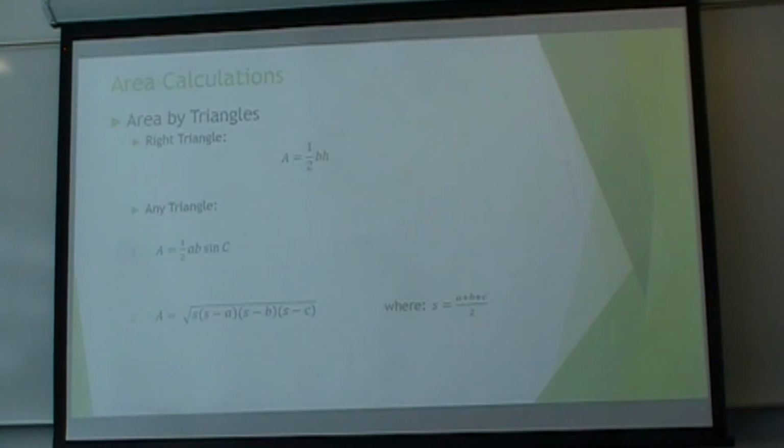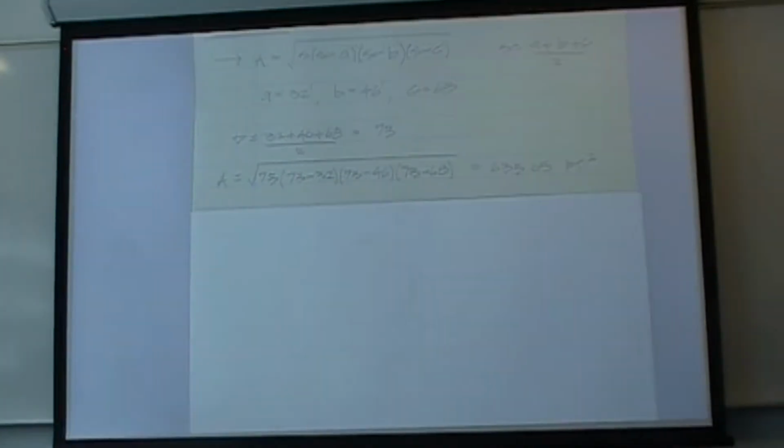What you have is you have S as a perimeter value. That's half of the perimeter. So you take the three sides A, B, C, you add them together, divide by 2, and then you plug them into that equation, and that also yields you a value of area.